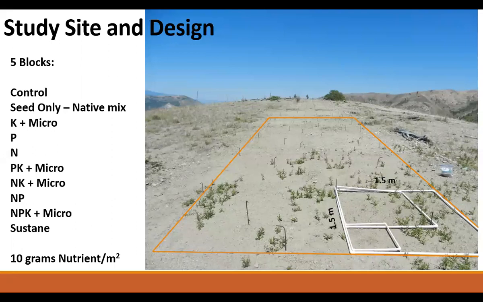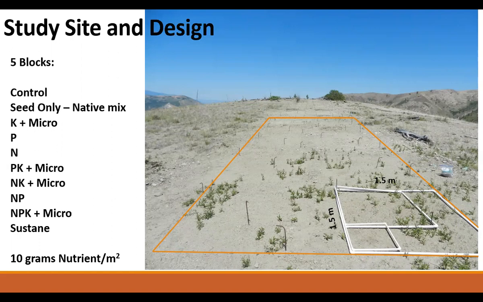This whole 2.25 square meters received one of these treatments or some combination. We have a control, where nothing was done. We have a seed only, which was a native mix of 3 trees, 3 forbs, and 3 grasses, all at 10% of the seed mix, so an equal percentage seed mix. Then we added potassium and phosphorus, nitrogen alone, and then we coupled those up. And then we also had one where we added N, P, and K together.